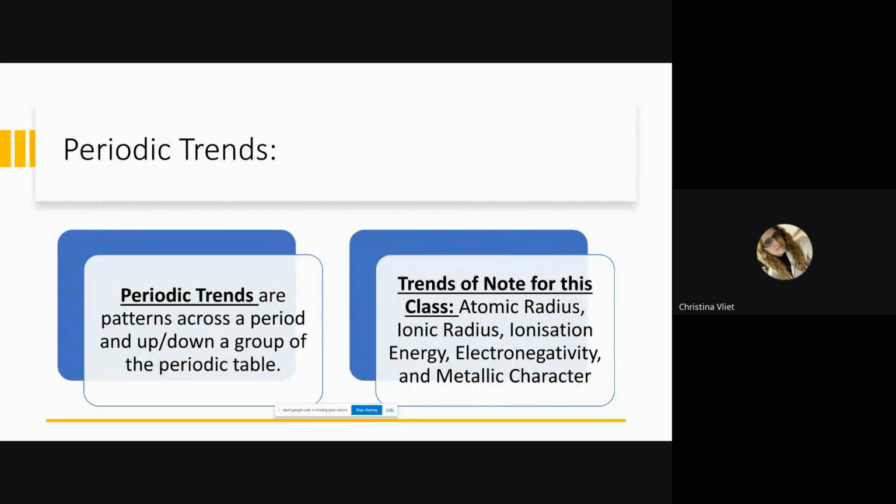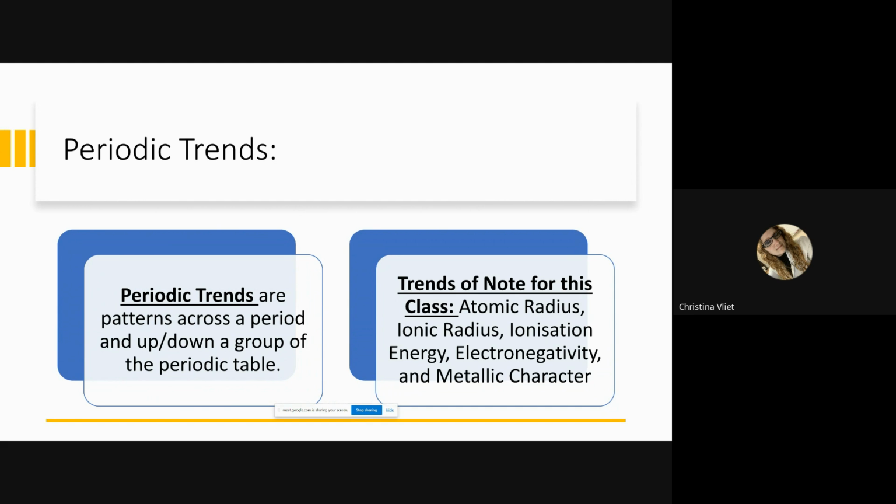All right, so first thing you need to write, what is the definition and what are the trends we're going to be looking at over today and early next week? So between today and early next week, we're going to be looking at atomic radius, ionic radius, ionization energy, electronegativity, and metallic character. And yes, we're going to define all of those. Some of those I know probably sound like gibberish to you right now.